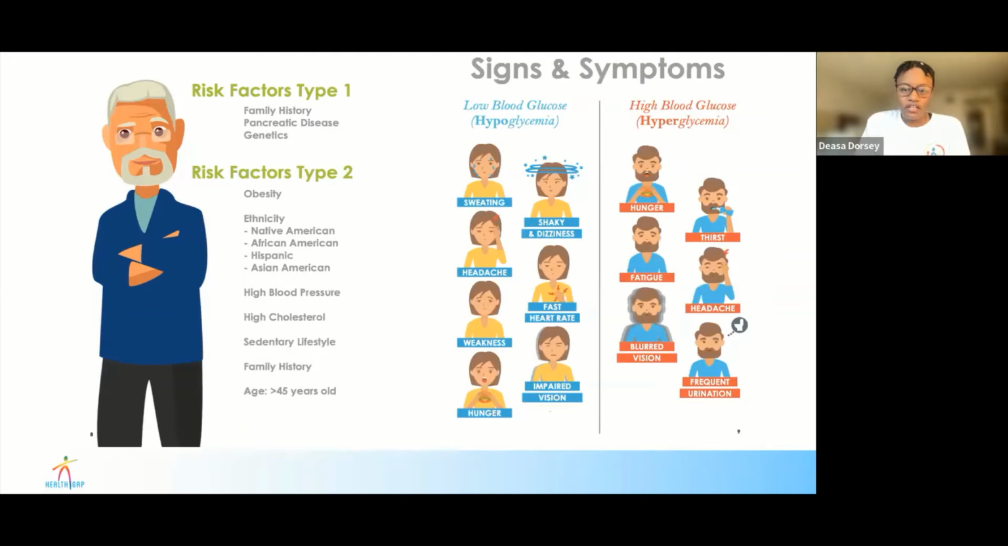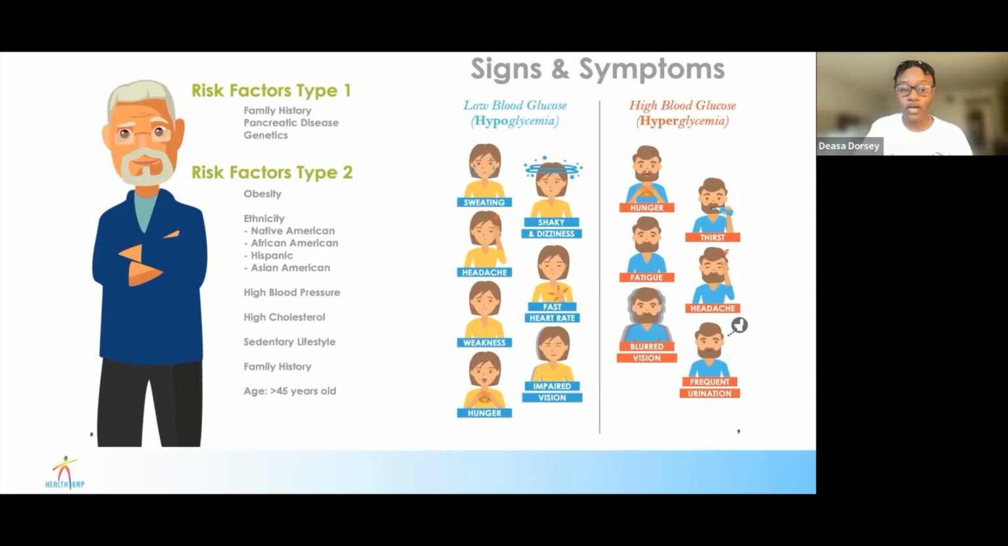So let's chat a little bit about risk factors. Really quickly, we'll go over the risk factors for type 1. There's family history, pancreatic disease, genetics, and I like to add some medications. Some medications can damage the pancreas, which will make the insulin ineffective or not be produced.